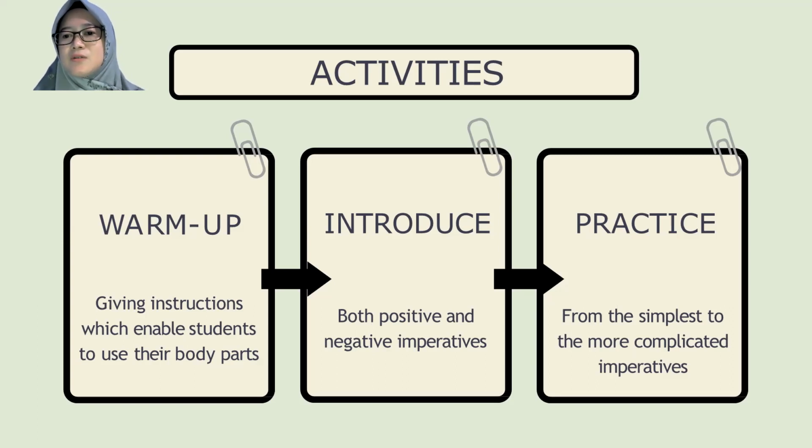All right, and then also do practice. First of all, we can ask them to do only one thing. For example, sit down, please. And then next, you can ask them to do two things at the same time. For example, sit down and open your book. Those are two activities or two commands at the same time. And do like that from the simplest to the more complicated imperatives.